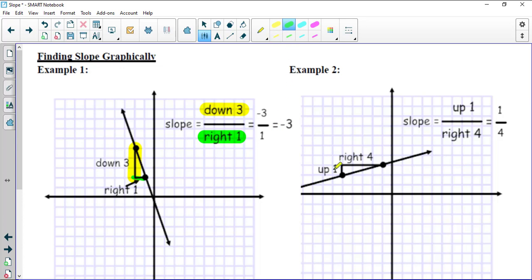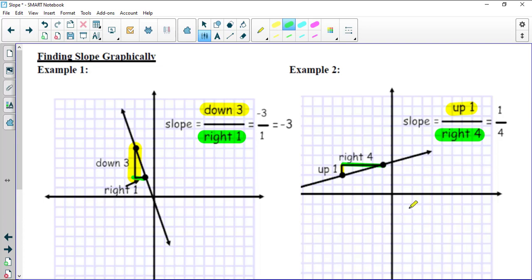So to go from the point on the left to the point on the right, I have to go up 1 unit. So up 1 is going to go on the top. That's our vertical change. And I have to go right 4 units. 1, 2, 3, 4 units. So right 4 is going to go on the bottom. Up 1 is a positive 1, right 4 is positive 4, so our slope is 1/4.